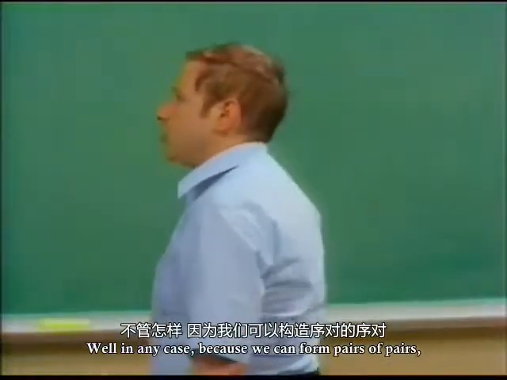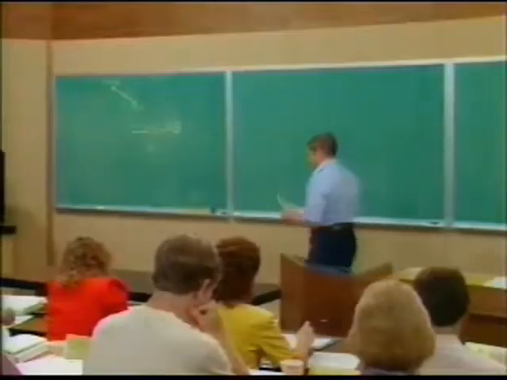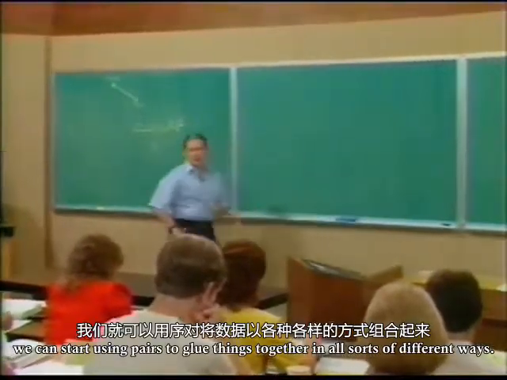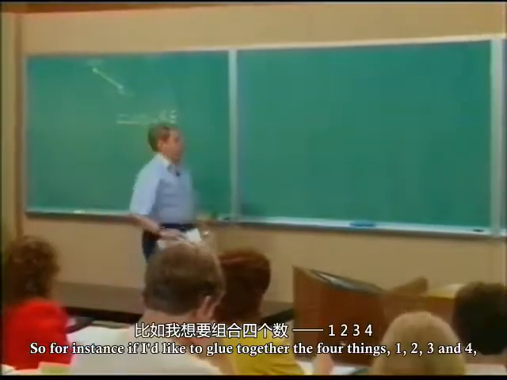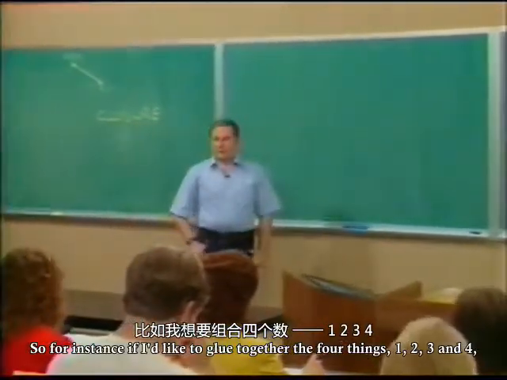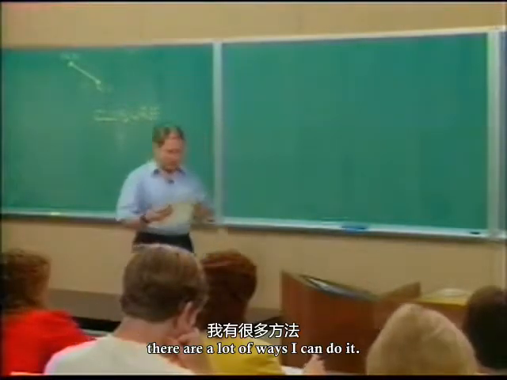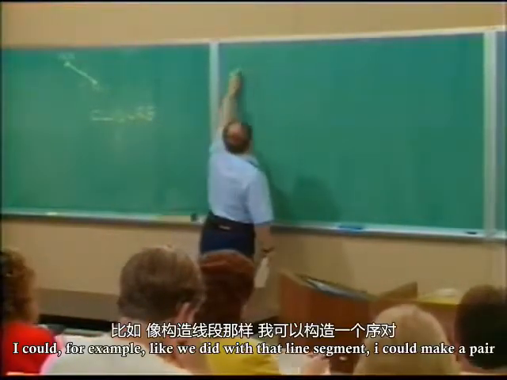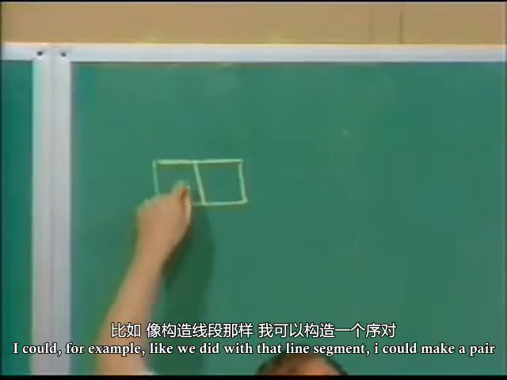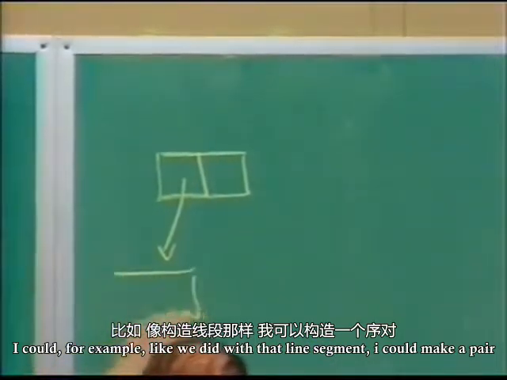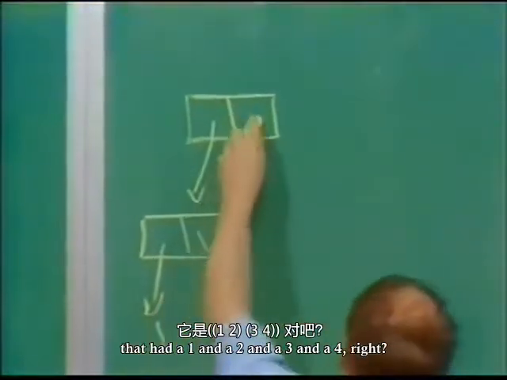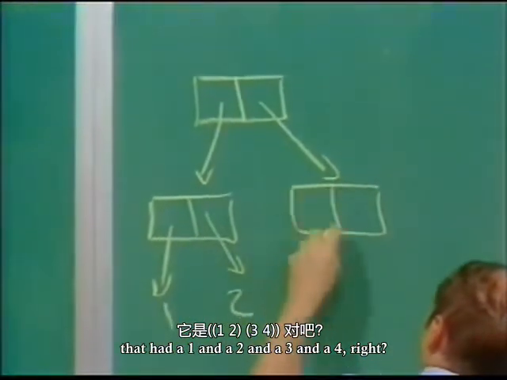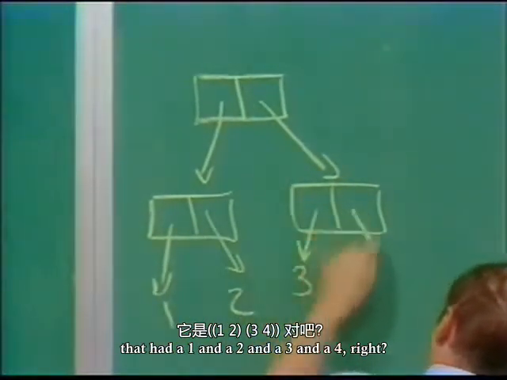Well, in any case, because we can form pairs of pairs, we can start using pairs to glue things together in all sorts of different ways. So for instance, if I'd like to glue together the 4 things 1, 2, 3, and 4, there are a lot of ways I can do it. I could, for example, like we did with that line segment, make a pair that had a 1 and a 2 and a 3 and a 4.